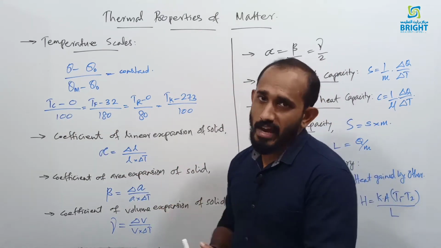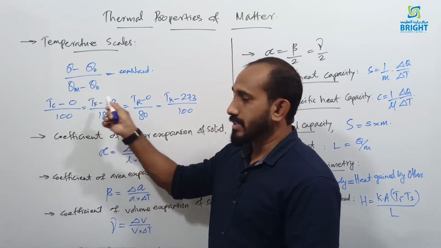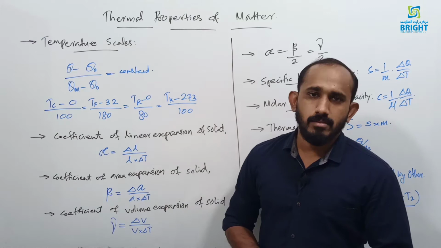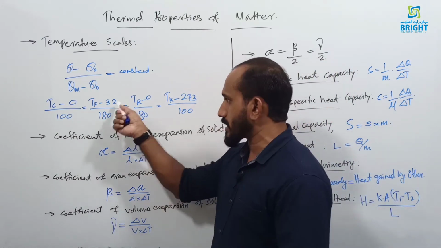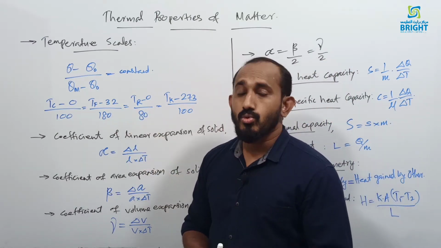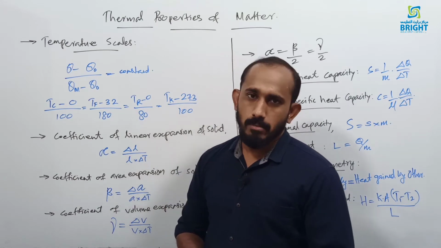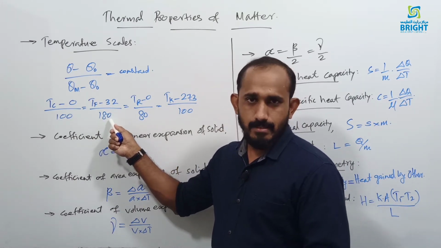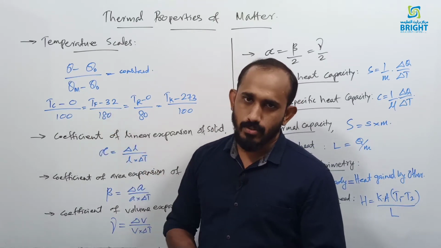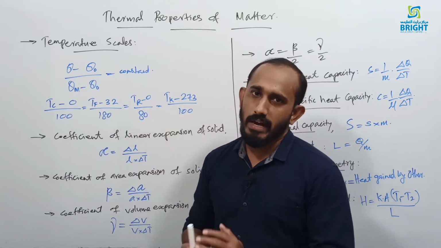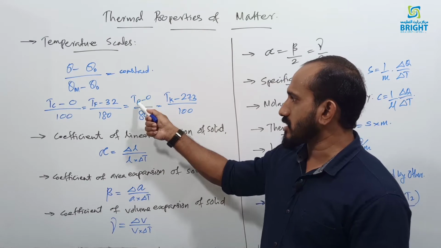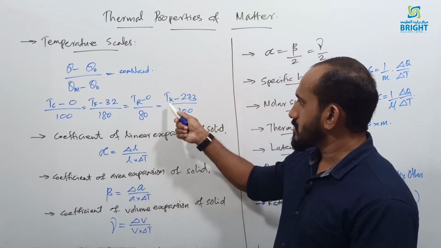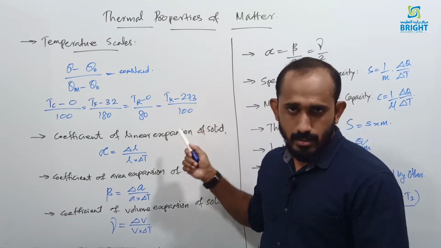Same ratio if you do in the Fahrenheit scale. In Fahrenheit, TF, the given reading minus 32 degree Fahrenheit, the freezing point of water in the Fahrenheit scale, and 212 is the boiling point. So 212 minus 32 is 180. So there are 180 divisions in the Fahrenheit scale. And the Reaumur scale is TR minus 0 by 80. And in the Kelvin scale, it is Tk minus 273 by 100.